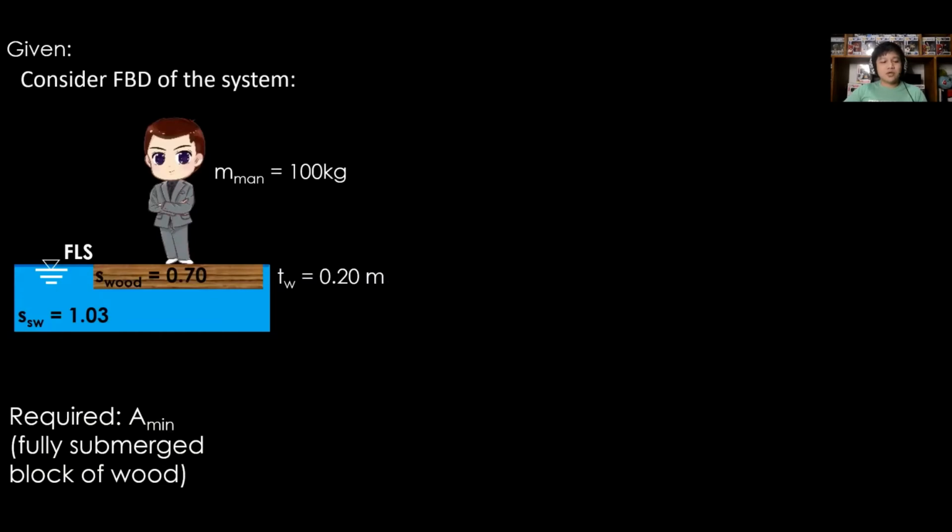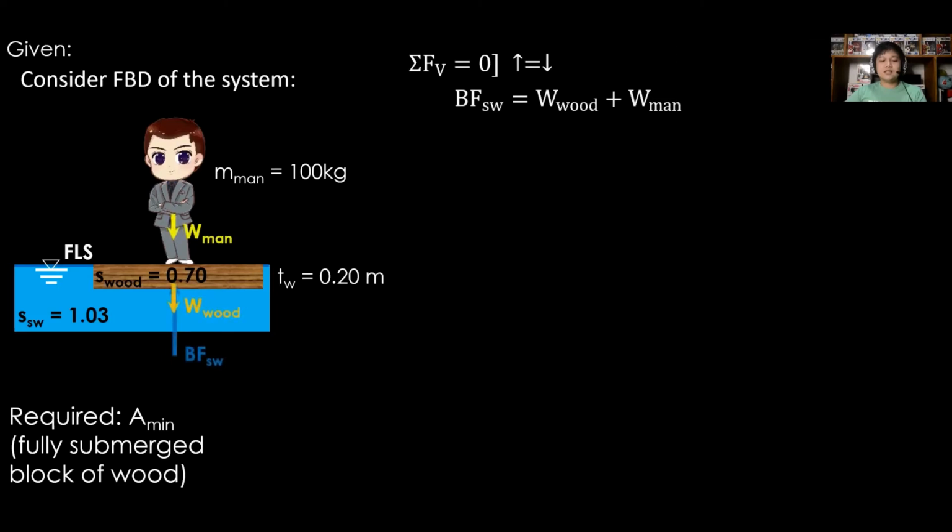So for our solution, consider the FBD of the system by assigning corresponding concentrated loads: W of the man, weight of the wood, and buoyant force of seawater due to submersion of the block. Then apply sum of forces vertical equal to 0, upward equal to downward forces. Upward force is the buoyant force of seawater, while downward forces are weight of the wood and weight of the man.